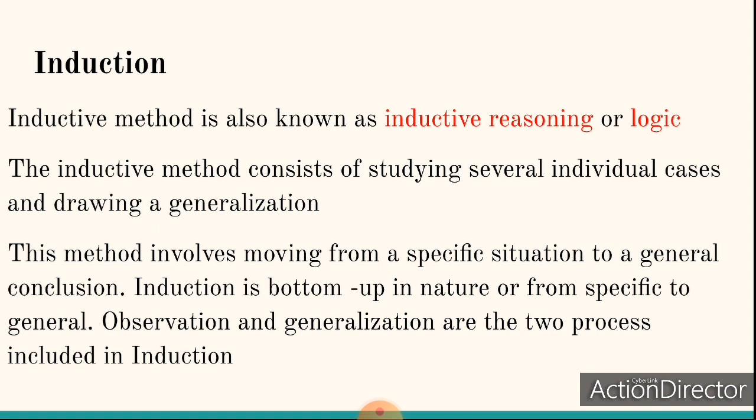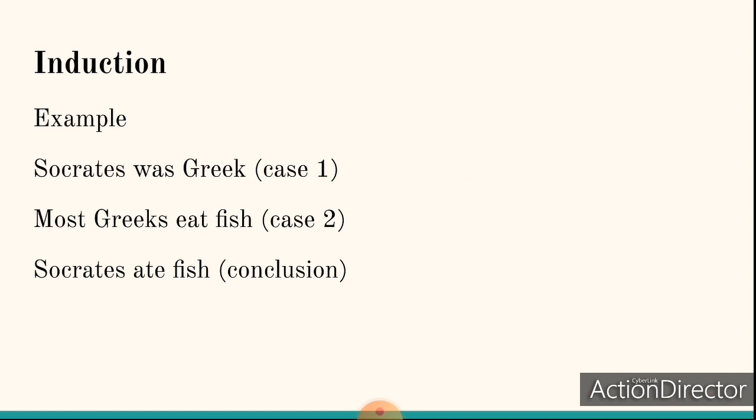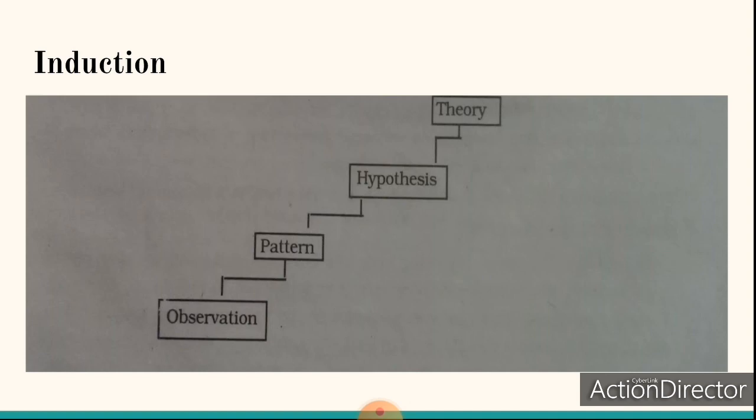Now we can explain it with an example. Take the two cases, that is Socrates was Greek. Greeks eat fish. Based on these two cases we can make a conclusion, that is Socrates ate fish. Now this is the diagrammatic representation of induction. In this we can clearly say that inductive process starts from observation and ends with a theory.